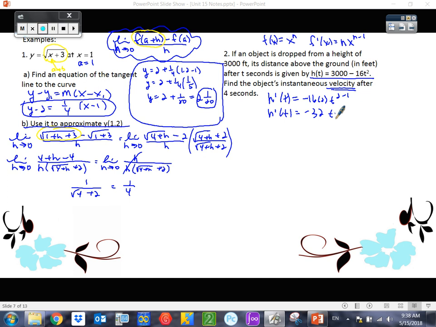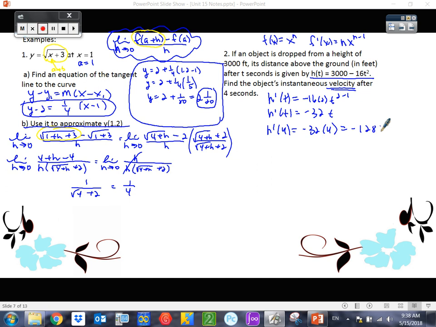That's my derivative. I'm going to use the derivative to find the instantaneous velocity after 4 seconds, because that's what the derivative of a position does. It finds us velocity. So h prime of 4 is negative 32 times 4, which is negative 128.